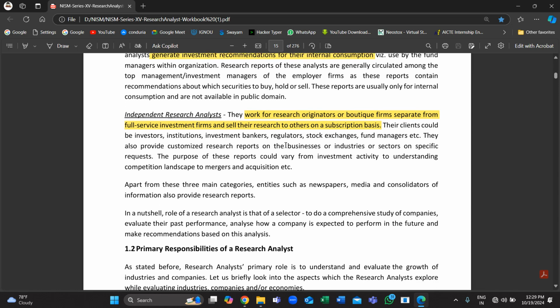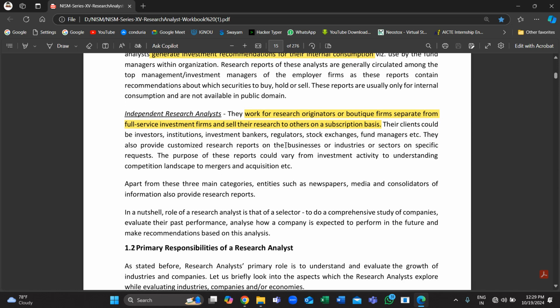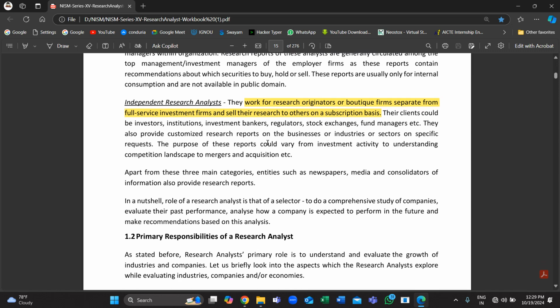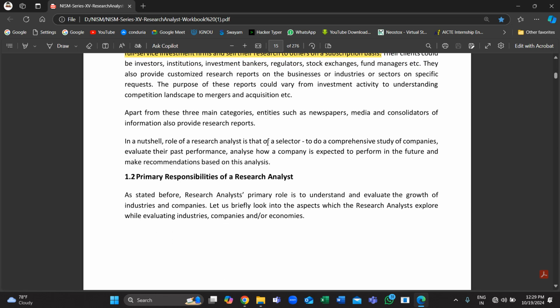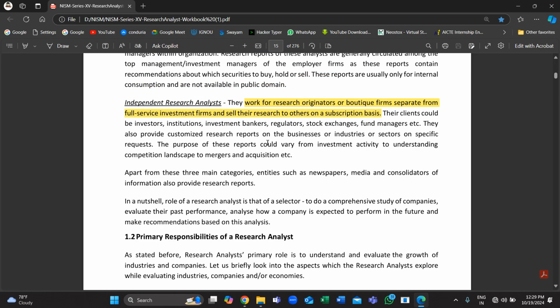Then there are independent research analysts. They work for research originators or boutique firms, separate from full-service investment firms, and sell their research to others on a subscription basis. So these clients could be investors, institutions, investment bankers, regulators, stock exchanges, fund managers, etc. They also provide customized research reports based on the client requirements.